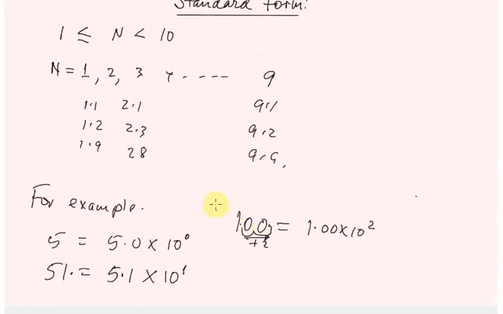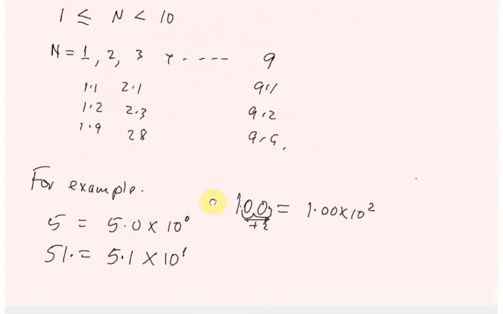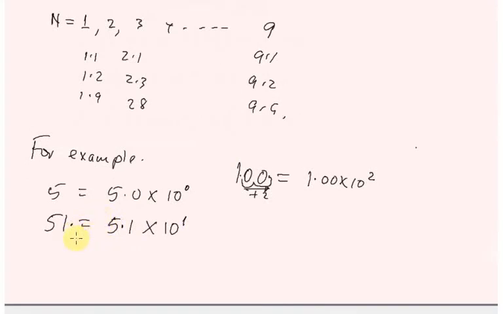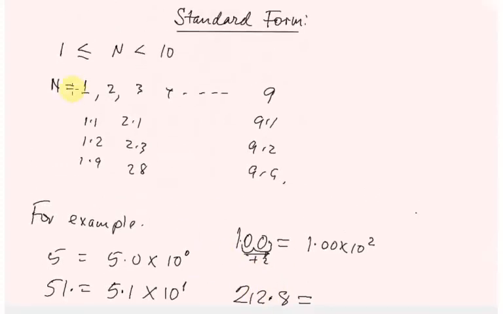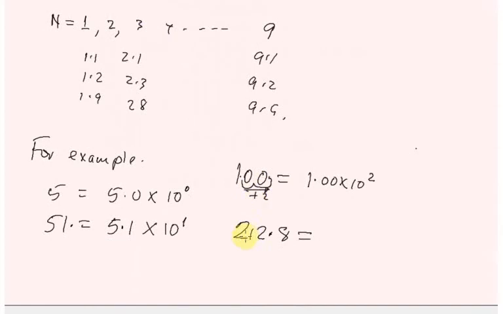Now suppose we look at numbers which are less than 1. All the numbers we looked at here, 5, 51, 100, are bigger than 1. Suppose I give you another example, maybe 212.8. Writing this in standard form, we go back to the formula. The formula says it should be between 1 and 10, so it will be 2.128. When you shift the point to here, we count back to where the original point was. So we go forward 2. This is the same as 2.128 times 10 power 2. So that is very important.